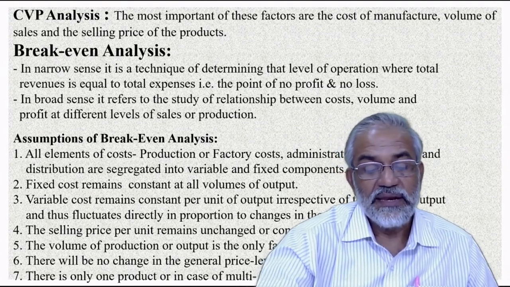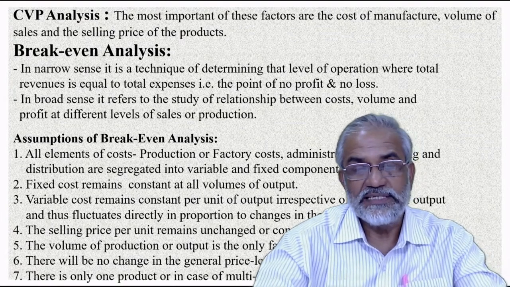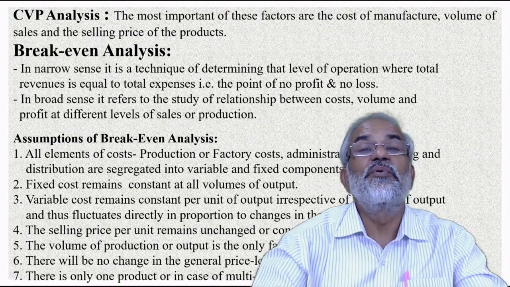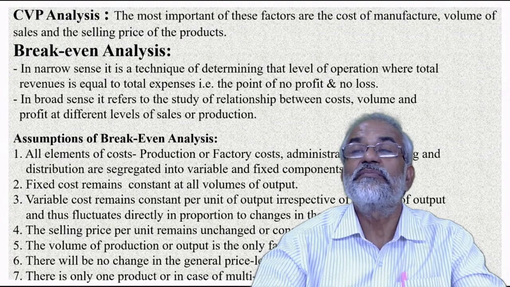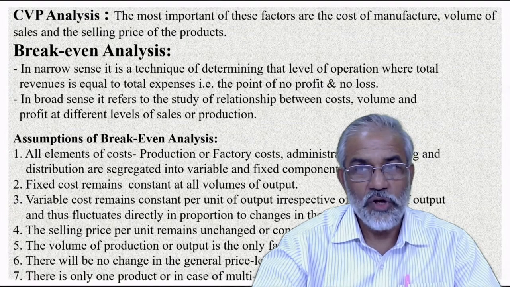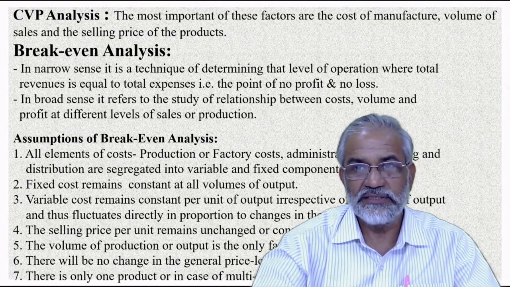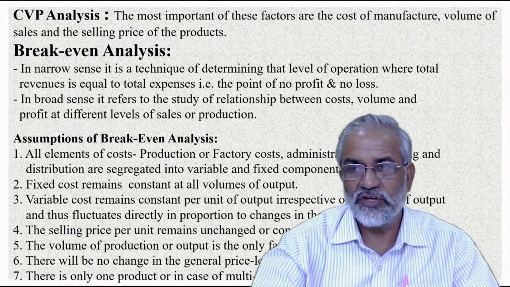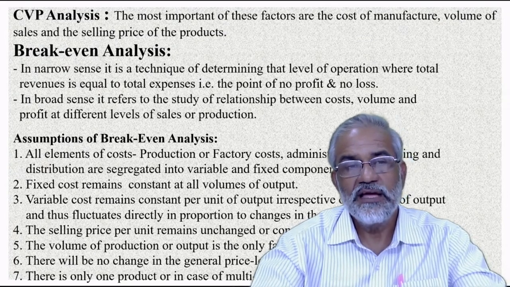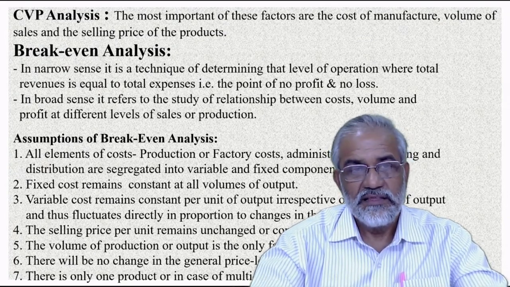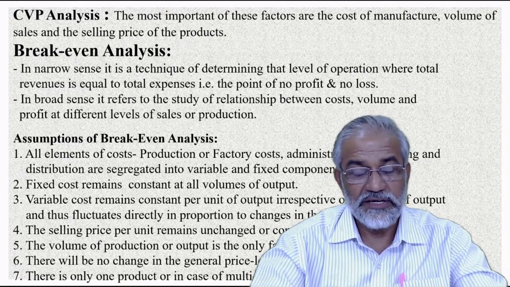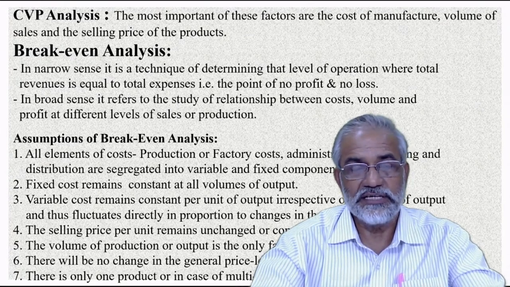So now come to the break-even analysis of the cost volume profit analysis. In cost volume profit analysis, the most important of these factors are the cost of manufacture, volume of sales, and the selling price of the product. Cost is the manufacturing cost of the product. Volume is the volume of sales in respect of that particular product. And the selling price means the unit selling price of the organization, based on which we determine the contribution and other things.